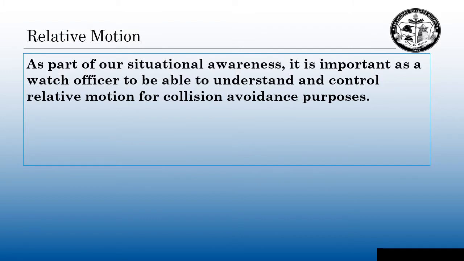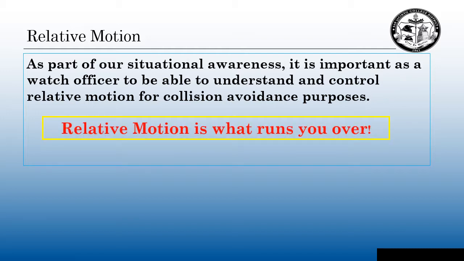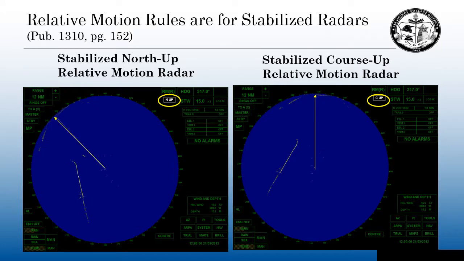So why is relative motion important? As part of our situation awareness, it is important as a watch officer to be able to understand and control relative motion for collision avoidance purposes. Relative motion rules are for stabilized radars. To stabilize a radar, we need a gyro. So either a stabilized north-up relative motion radar or a stabilized course-up relative motion radar, these relative motion rules apply to these radars only.